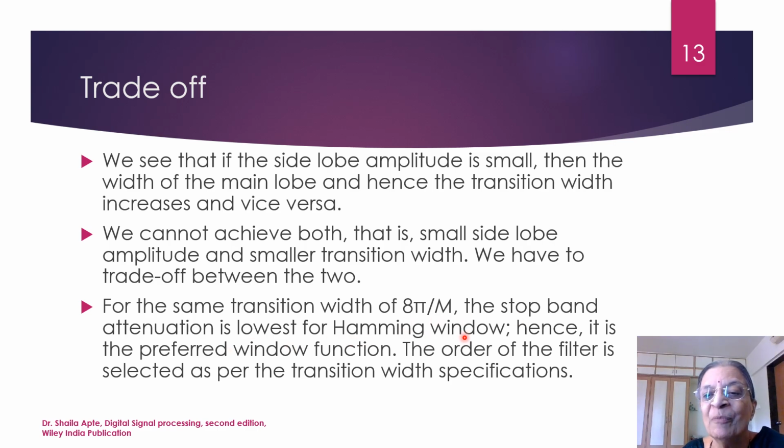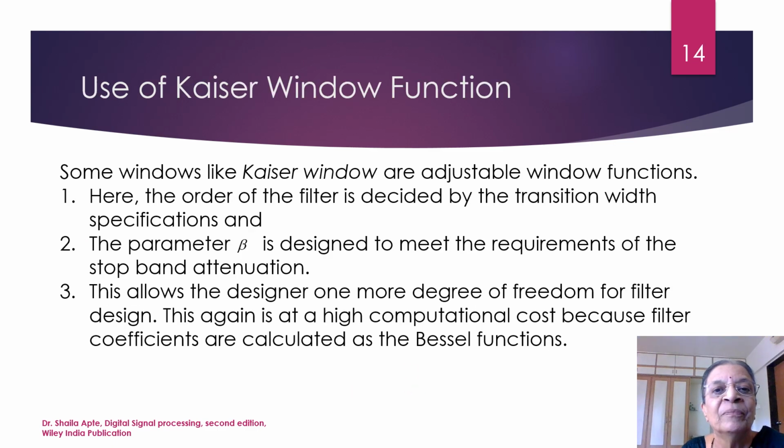So for the same transition width of 8 pi by M, the stop band attenuation, we have seen that it is lowest for the Hamming window. So normally we prefer the Hamming window. The order of the filter selected will have to be increased as per the transition width specifications, those are given by the user.